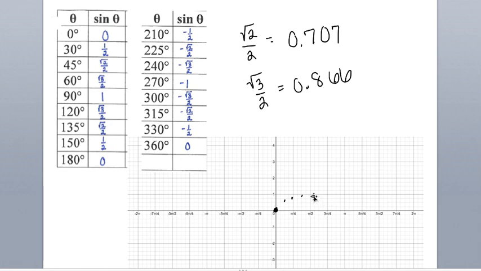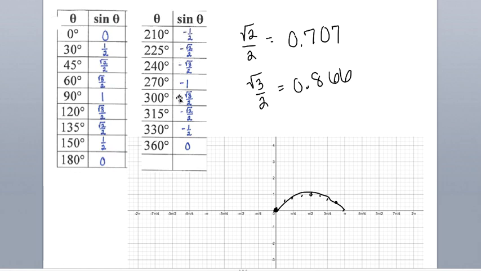And then at pi over 2, or 90 degrees, now we're up at 1. As we keep going, 120, 135, 150, and 180 is all just symmetric, going back down. Square root of 3 over 2, square root of 2 over 2, 1/2, there we go, and back to 0 here. So that's the first part of my sine graph, going up to 1 and then back down.